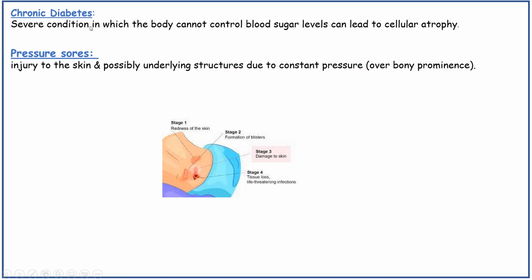Chronic diabetes is a severe condition in which the body cannot control blood sugar levels, and it can lead to cellular atrophy. And then the final one is pressure sores. These are injury to the skin and possibly underlying structures due to constant pressure over bony prominence.